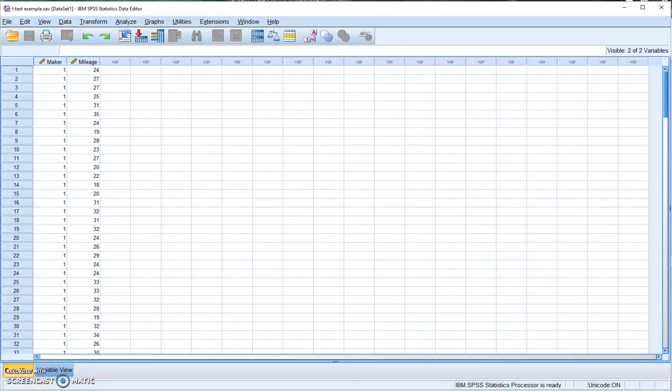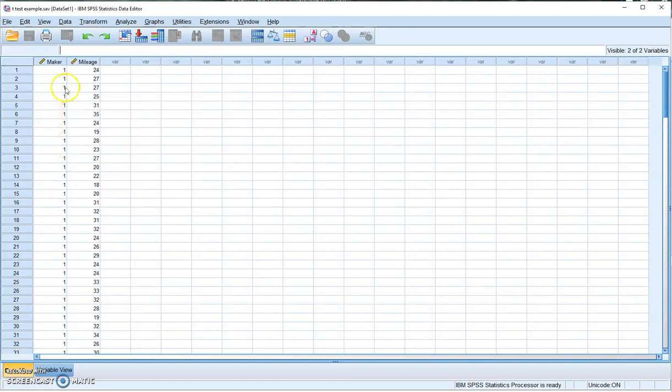In this video, I'm going to use an example to show you how to run and understand an independent sample t-test. The research question I have is whether there is a difference between the average mileage per gallon between the cars made in Japan and those made in the United States.